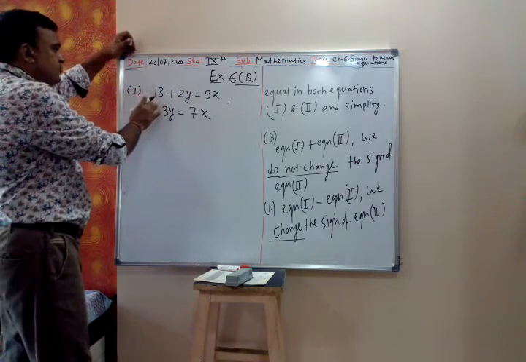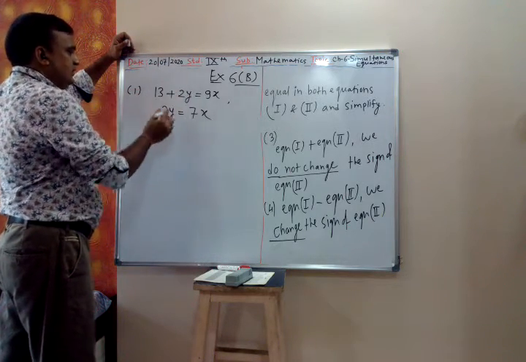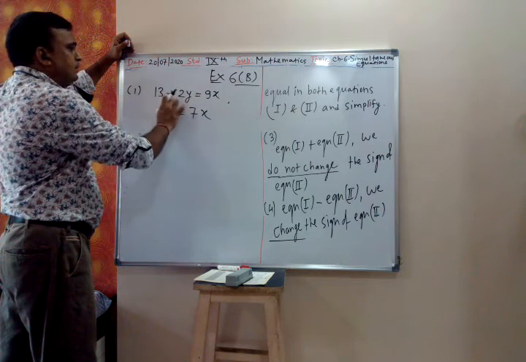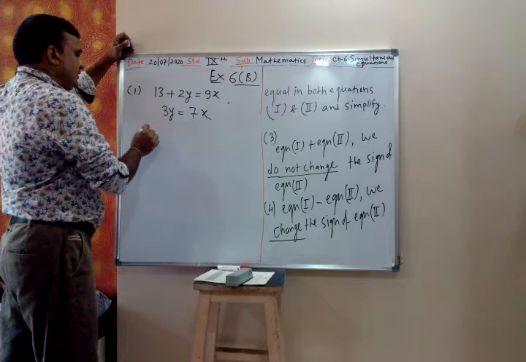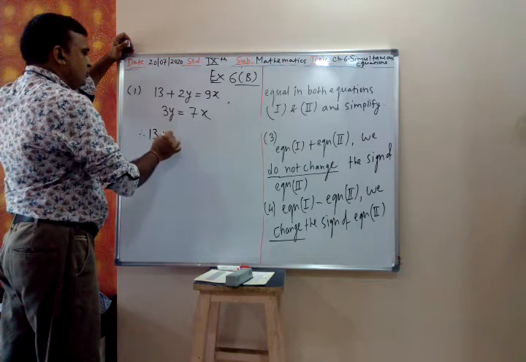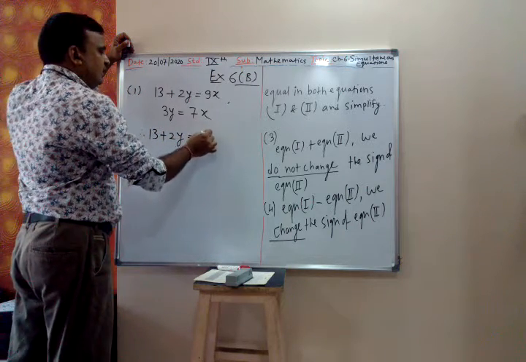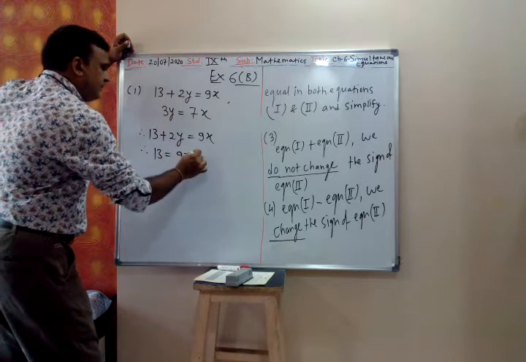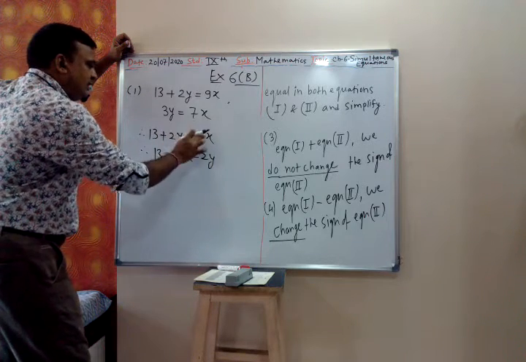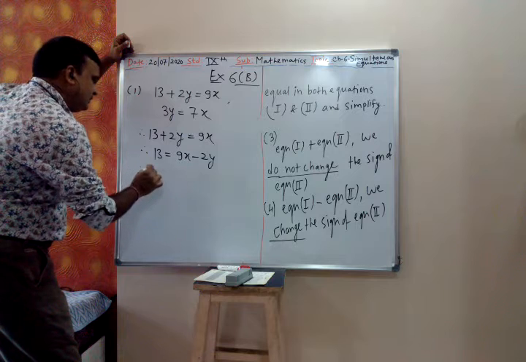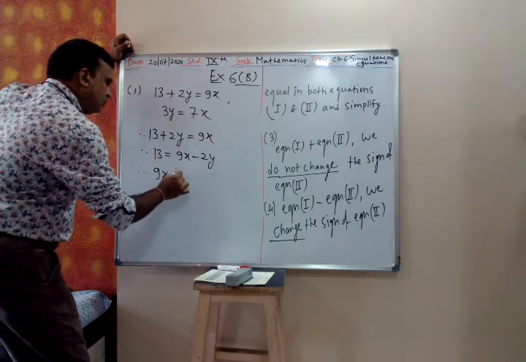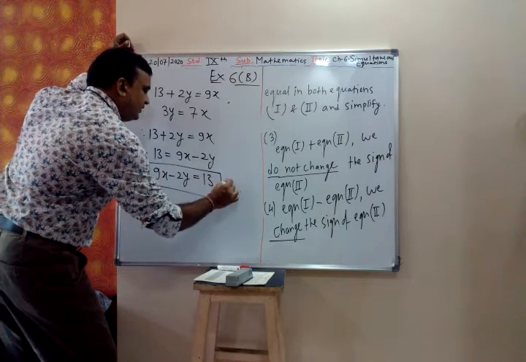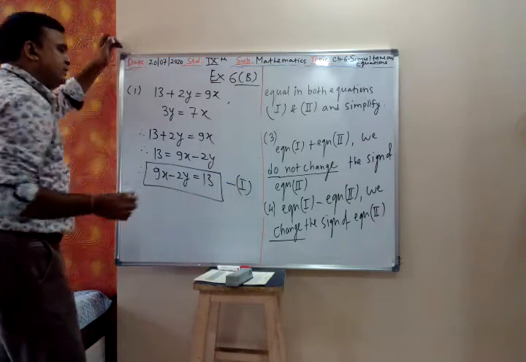So our first job is to write down the equations. 13 plus 2y is equal to 9x, so I can write 13 is equal to 9x minus 2y. We take 2y on the other side. So this is the same as 9x minus 2y is equal to 13, and this is my equation number 1. So first you have to write the equation 1 and 2.